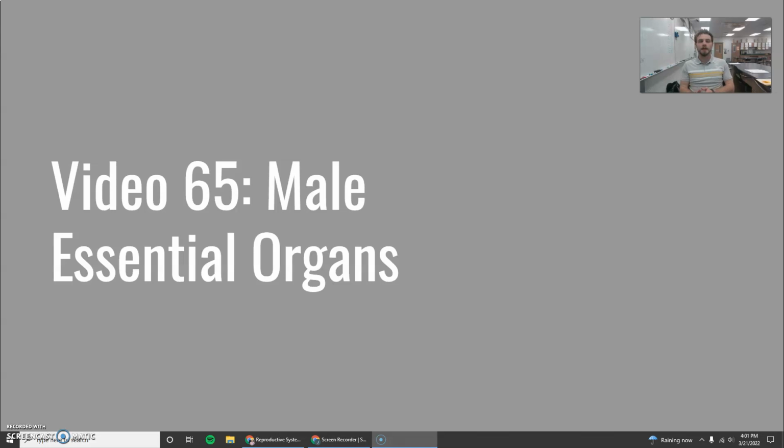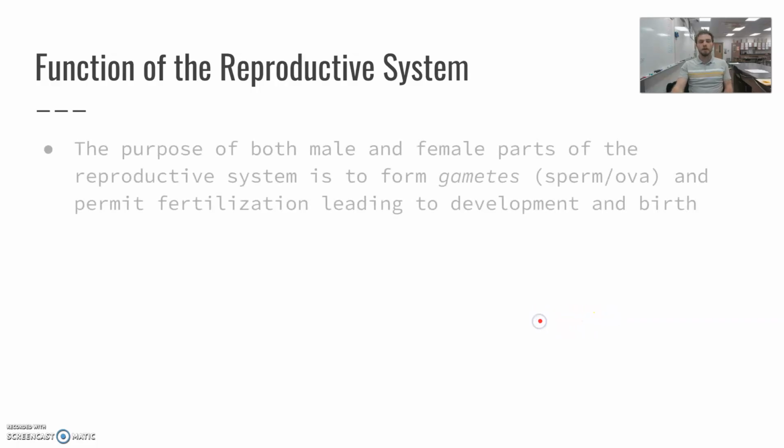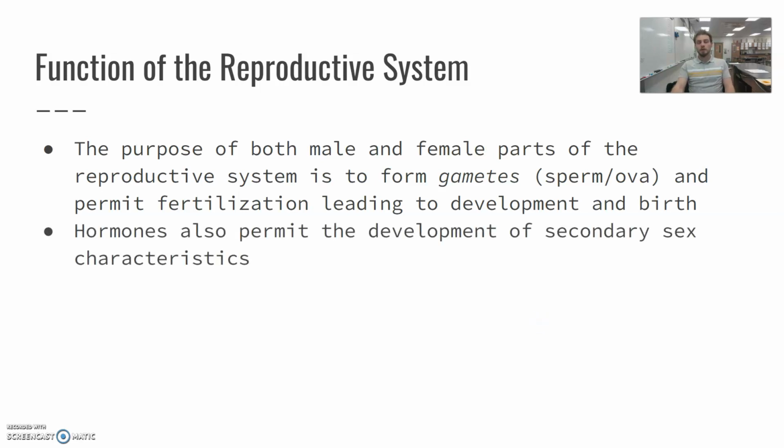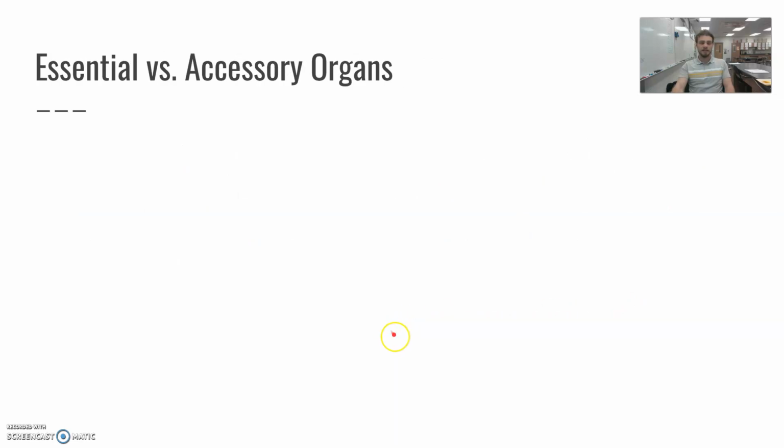With this video we're going to kick off our reproductive system unit, and we're going to start out by looking at the male essential organs. Just a brief introduction to the reproductive system: its purpose is to form gametes, which are the sperm and ova, which allow fertilization that leads to the development and birth of an offspring. There are a lot of hormones associated with this unit, so we'll go over them. Those hormones play a role in forming those gametes, the development and birth, as well as the development of secondary sex characteristics in an individual.